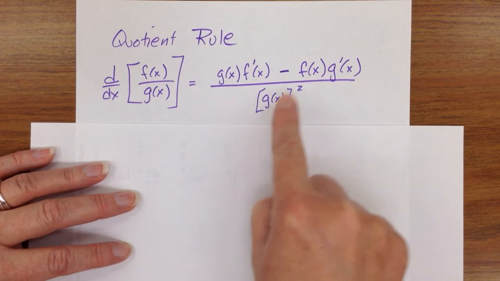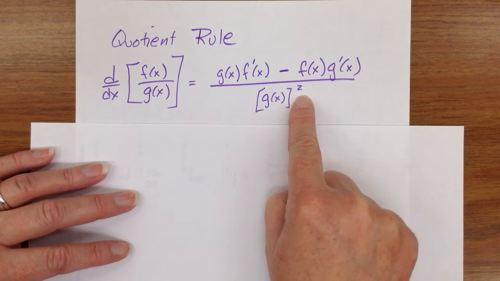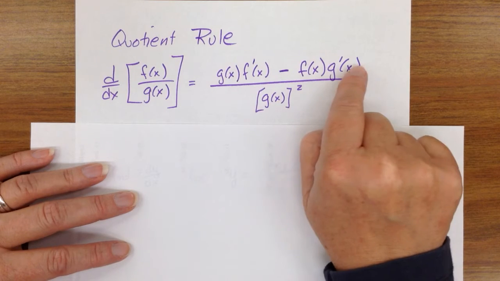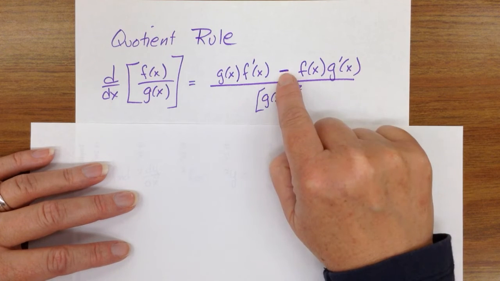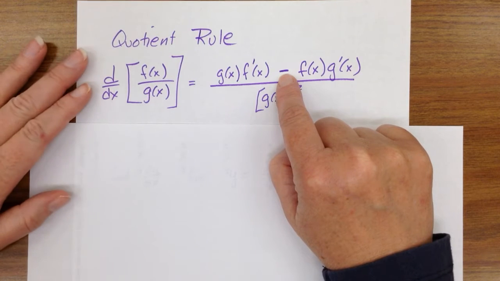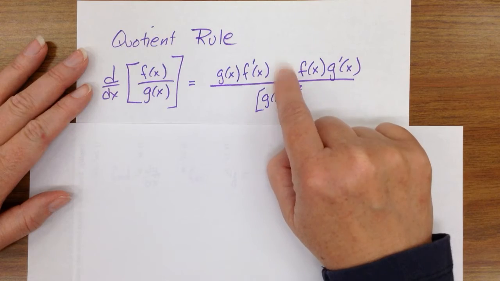Again, denominator times the derivative of the numerator minus the numerator times the derivative of the denominator, all over the denominator squared. Now let's be clear, this is a minus sign, and so the order of the numerator makes a difference. That minus sign has lost points for thousands of students. We're going to be careful with that.